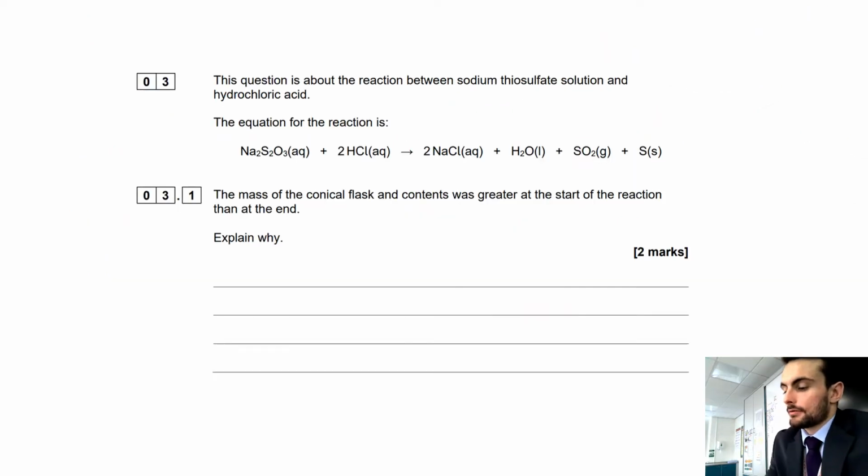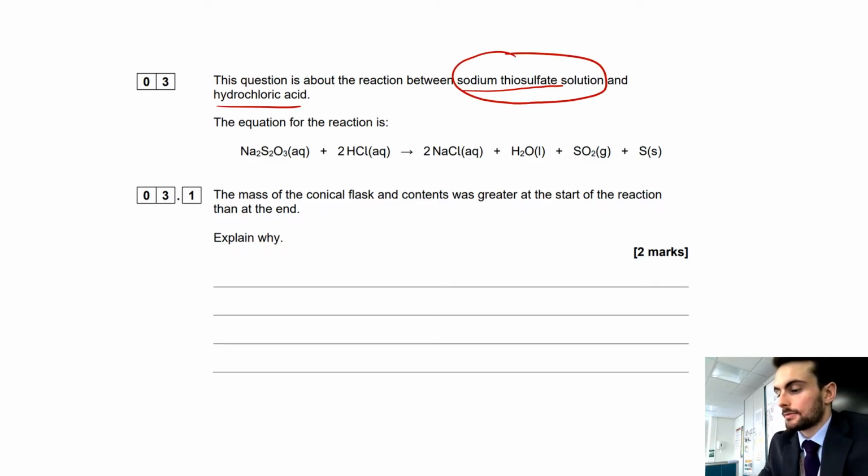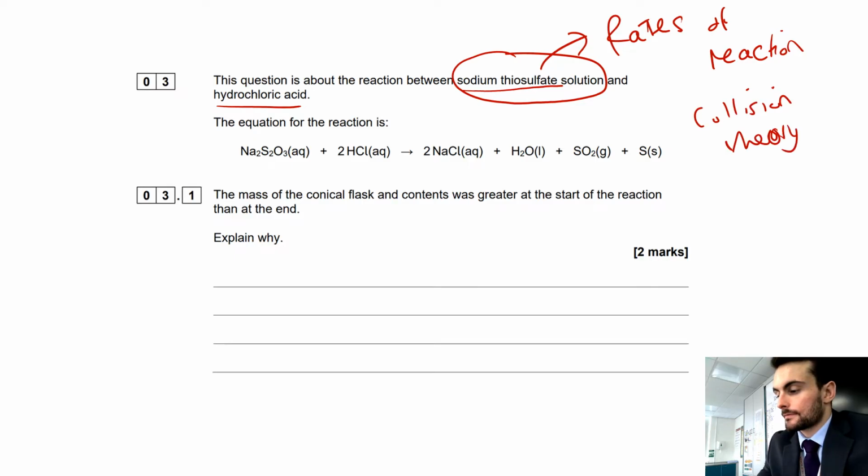This question is about the reaction between sodium thiosulfate solution and hydrochloric acid. As soon as I see that with acid, I'm immediately thinking the whole rates of reaction topic. Probably end up talking about collision theory and all that stuff later on before I even get to it. That's the topic I'm thinking of. So the equation for the reaction is as follows. Sodium thiosulfate plus hydrochloric acid makes sodium chloride, water, sulfur dioxide and sulfur.